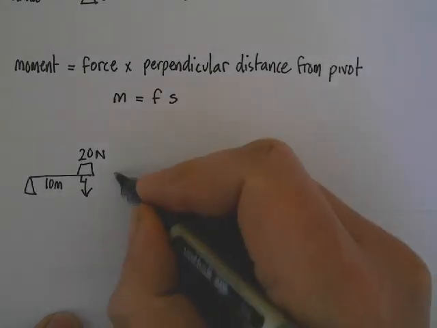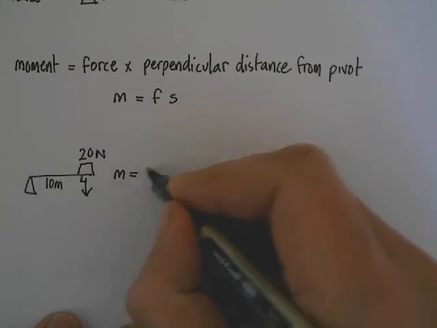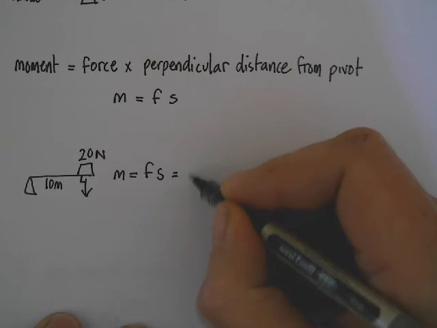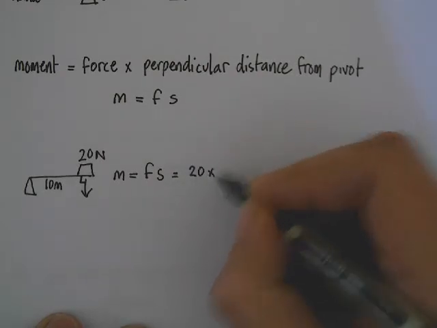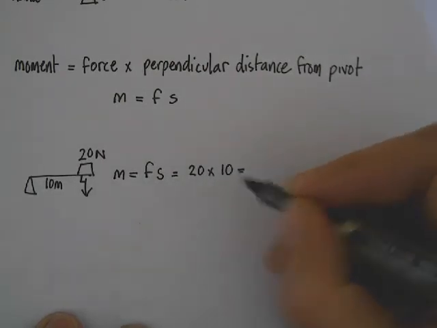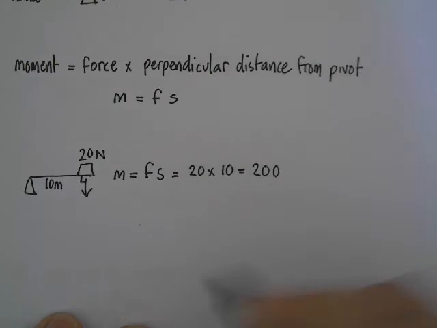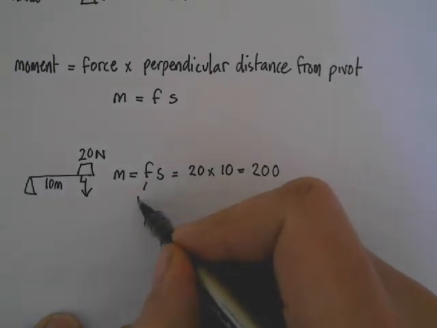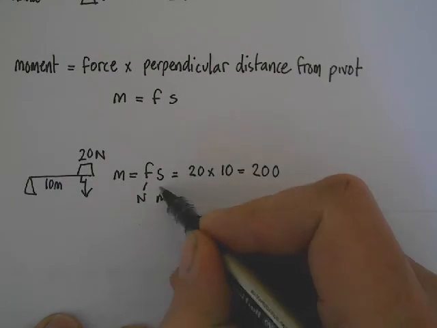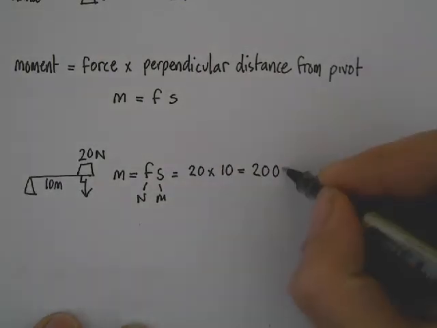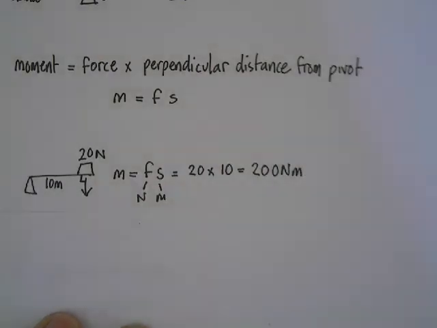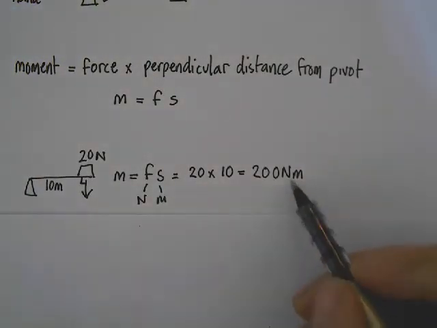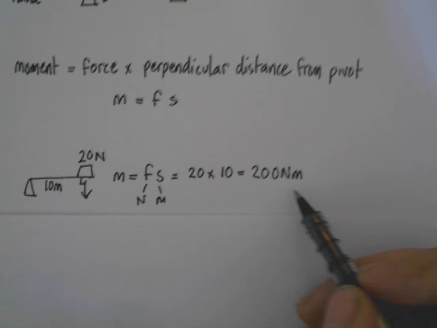So if I were to calculate this, I would just, being a good student, write down the equation. That's going to be 20 times 10, obviously, equals 200. And then the unit, well, newtons, meters, so newton meters. And that should surprise some people because that looks like it's the same as a joule.